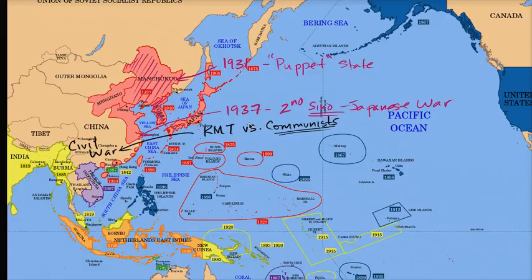This is incredibly brutal and incredibly bloody, a lot of civilians affected. We could do a whole series of videos just on that. But at this point, it does become all-out war, and this causes the Civil War to take a back seat to fighting off the aggressor of Japan in 1937. So that lays a foundation for what's happening in the Pacific in the run-up to World War II.